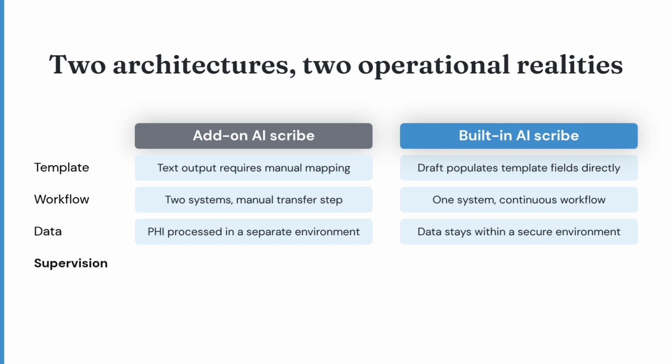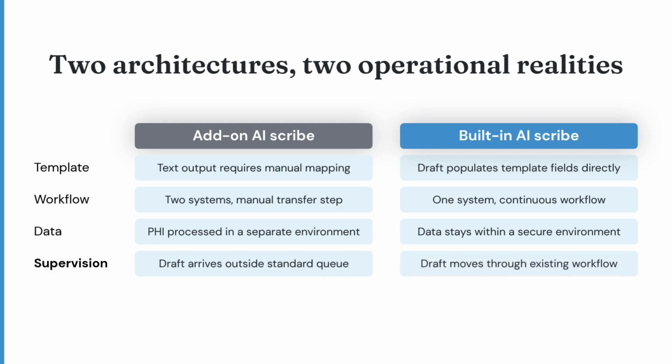Fourth is supervision and compliance workflow. In a training environment, every note requires a review and co-signature process. With an add-on tool, the AI-generated draft may arrive in the EHR's free text without any structured connection to the supervision queue. The supervisor receives something that looks different from a standard note and may need to do additional formatting review before they can assess clinical content.